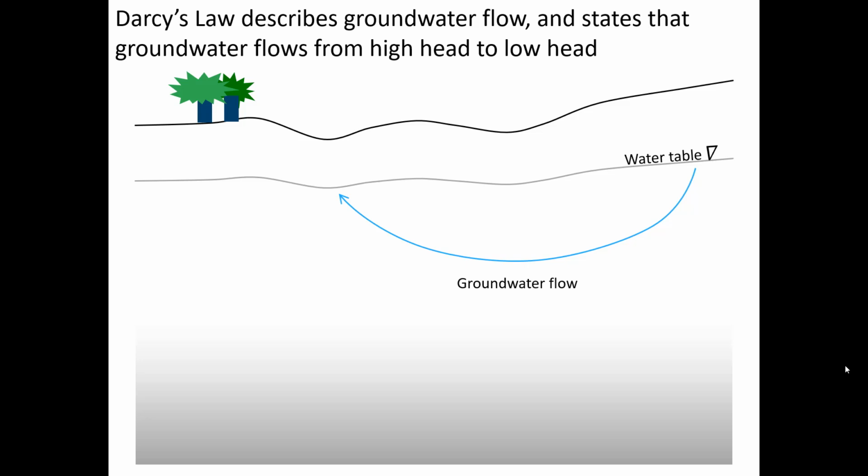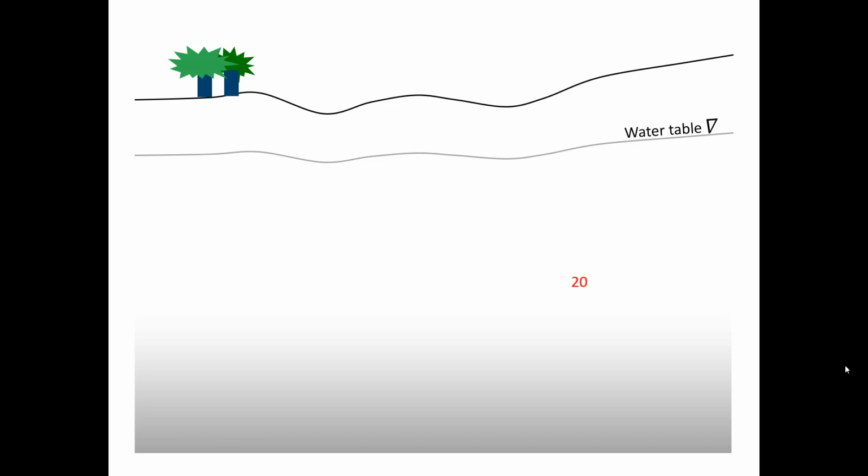If we know how these heads are arranged, we can determine the direction of groundwater flow using Darcy's law. Darcy's law simply says that groundwater flows from high head to low head. For example, along the flow path shown here, the head decreases from 22 feet at the beginning to 13 feet at the end. This would be sufficient if we were dealing with flow along a line, but in 2 or 3 dimensions it becomes a bit more complicated.